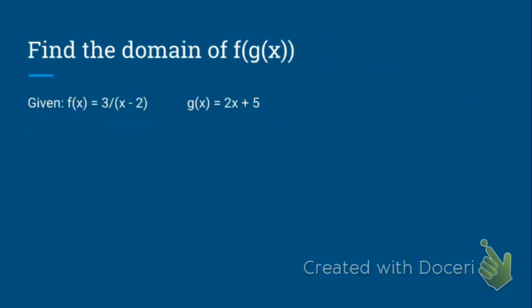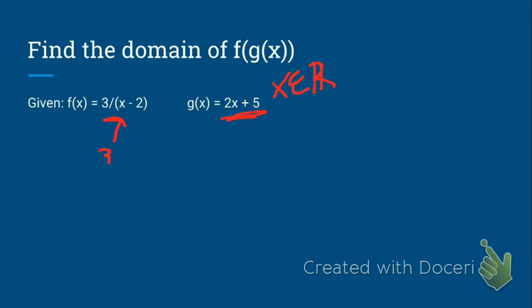Find the domain of f of g of x if g of x is 2x plus 5 and f of x is 3 over x minus 2. We're first going to start off by finding the domain of the inside function. That's a linear equation, so the domain of g would be x belongs to the set of all real numbers. Now, we also care about what the domain of f of x is.